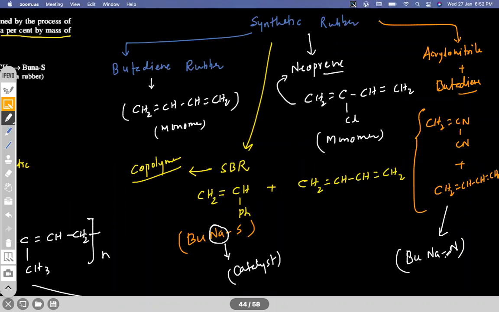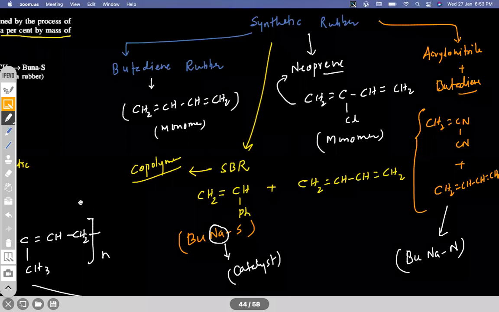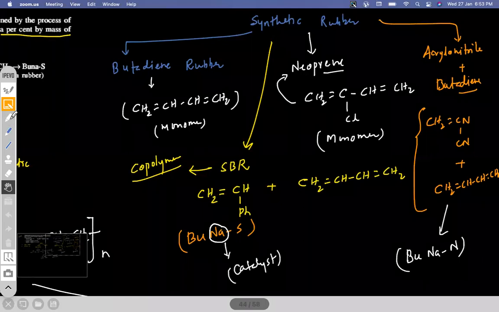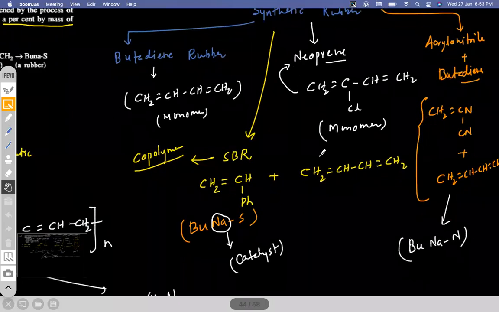Ziegler-Natta catalyst, if you remember, we use this catalyst in order to get better properties, better strength, or the desired property of the polymers. So what is the Ziegler-Natta formula? You must remember, we are not going into detail of all this, but they have asked the formula. So what is Ziegler-Natta catalyst?